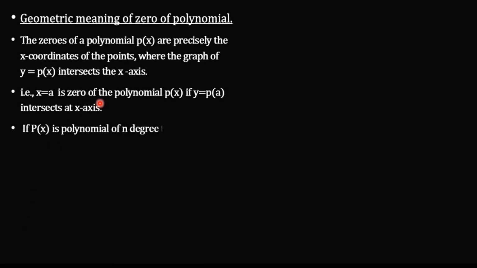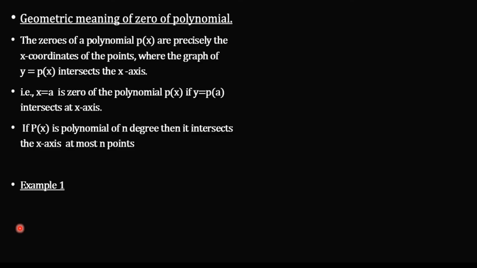That is, if the graph intersects at 1, then x equal to 1 is the zero of the polynomial. If p of x is a polynomial of degree n, then it intersects the x-axis at most n points. If a polynomial is of degree n, then it can intersect the graph at most n points. So, let us see one example.